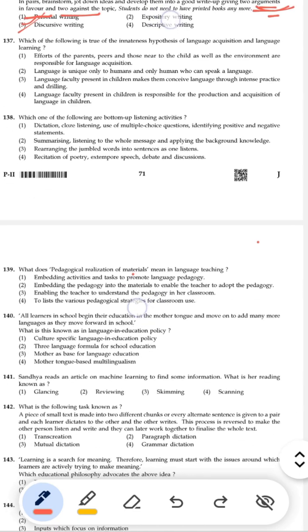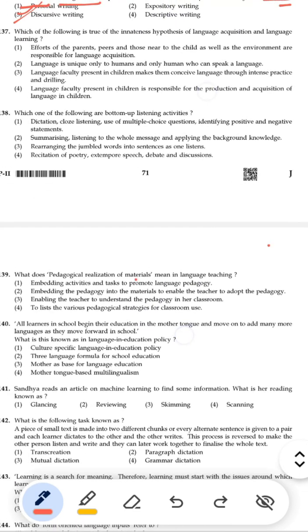Moving on to question number 137. Which of the following is true of the innateness hypothesis of language acquisition and language learning? Option 1 says efforts of the parents, peers and those near to the child as well as the environment are responsible for language acquisition. Option 2 says language is unique only to humans and only humans can speak a language. Option 3 says the language faculty present in children makes them conceive language through intense practice and drilling. Option 4 says the language faculty present in children is responsible for the production and acquisition of language learning.